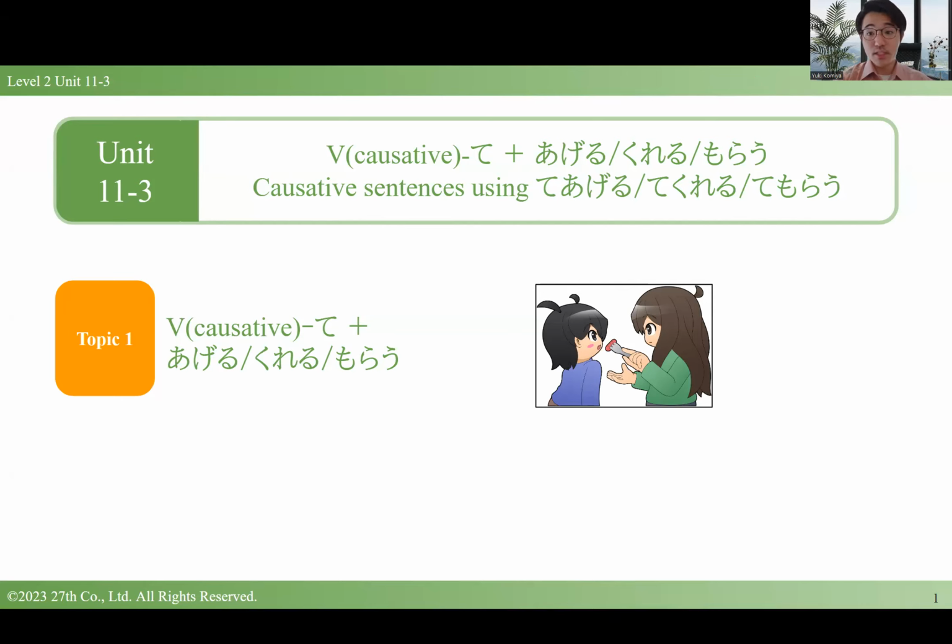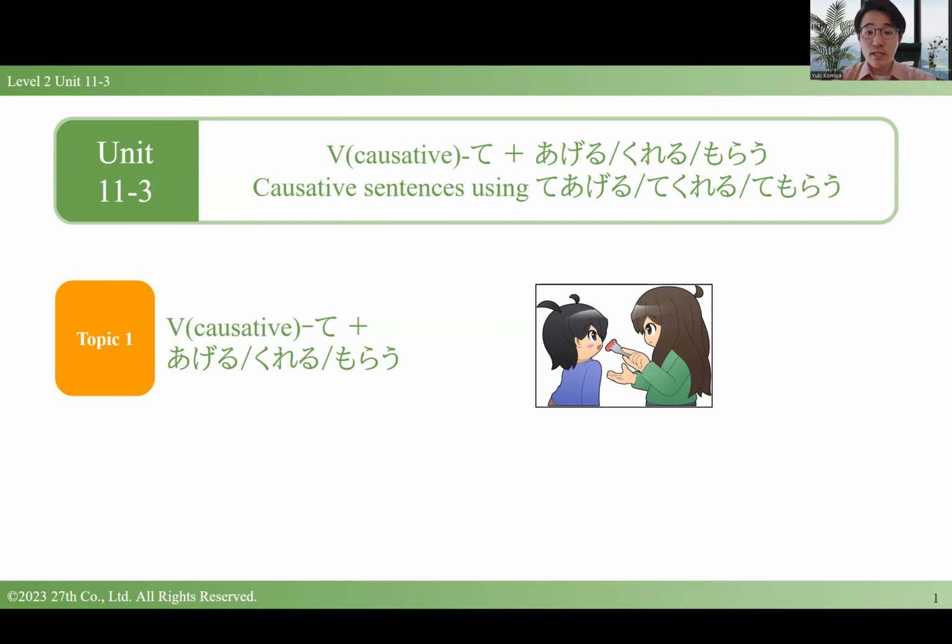Last time, we learned this new concept of causative sentences, so making or letting someone do. And to make those sentences, we learned the new conjugation of verbs, the causative forms. The causative forms can actually be combined with some other sentence patterns to create more complicated sentences or ideas.